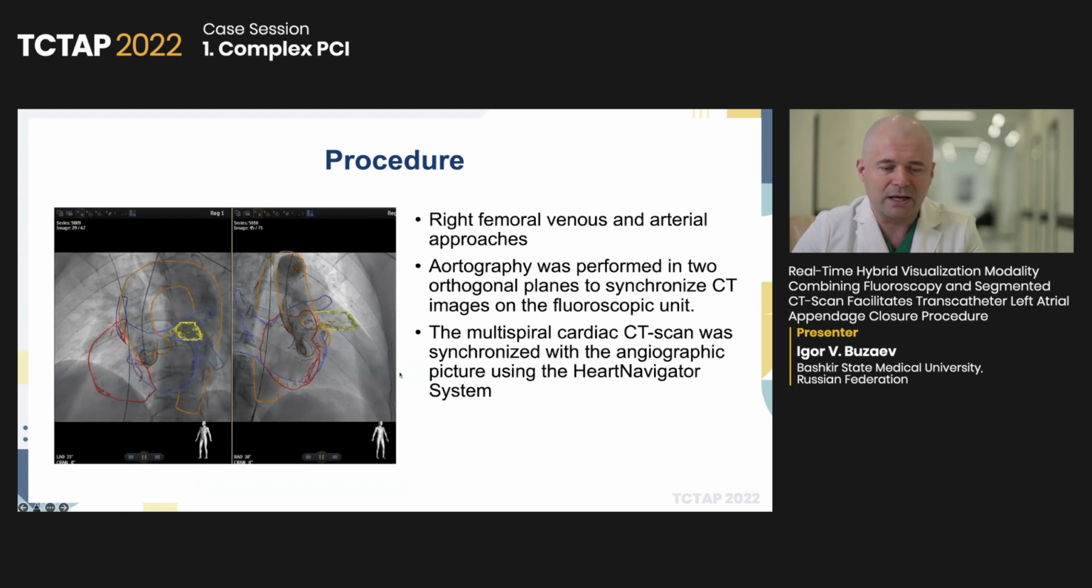Then the CT scan is uploaded to the angiographic system, to the cath lab, and we can see the CT segmented scan over the fluoro. And we used the usual right femoral venous approach, made an arteriography, and checked the aorta is the same as we see on the CT scan.